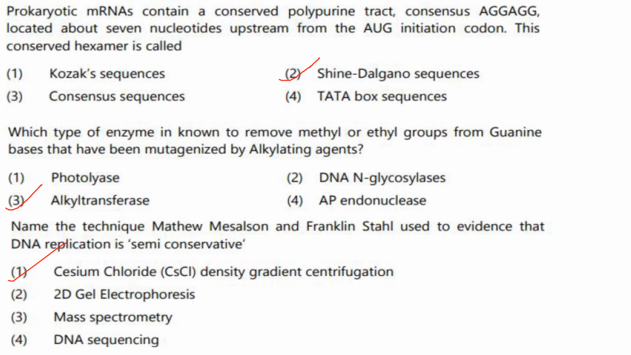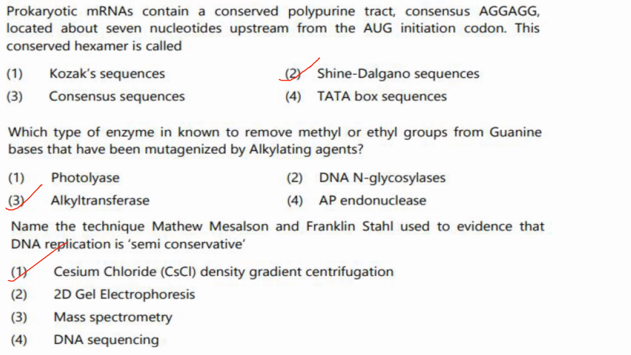Then next one, prokaryotic mRNAs contain a conserved polypurine tract, consensus AGGAGG, located about 7 nucleotides upstream from the AUG initiation codon. This conserved hexamer is called... So it is a prokaryotic mRNA and it is found upstream of the AUG initiation codon. So it is a Shine-Dalgarno sequence.